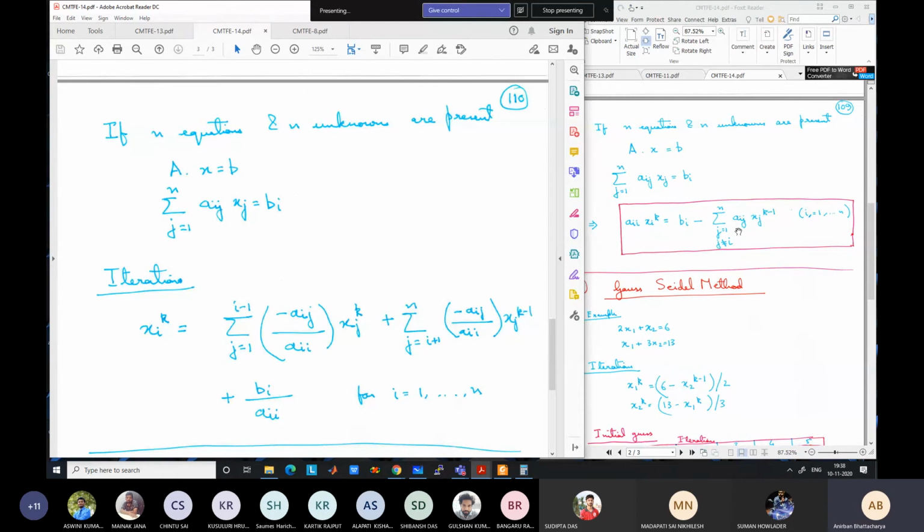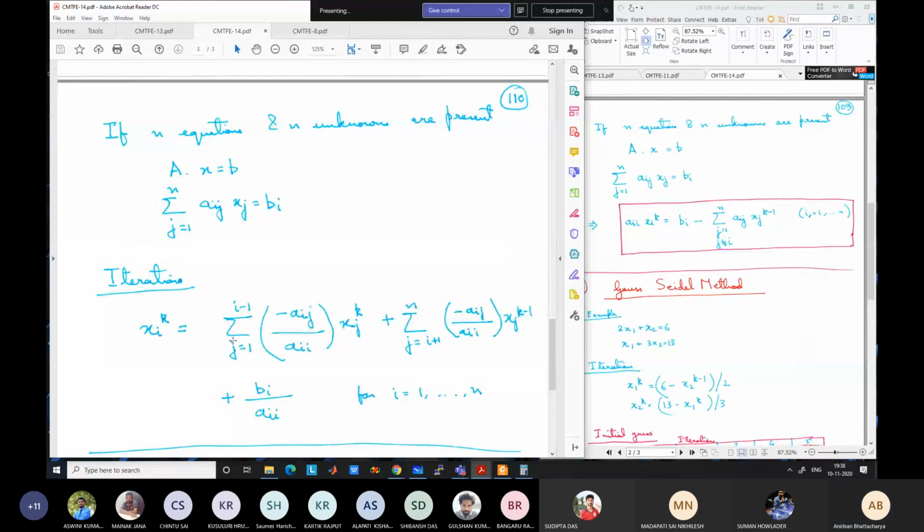This term, minus a_ij x_j, instead of k minus 1, because up to i, all the values we already know the current value, right? So we will use x_j^k because k values are already known. So basically this term minus summation of j is equal to 1 to i minus 1, a_ij x_j^k, and then I am dividing by this a_ii, so this a_ii comes down here.